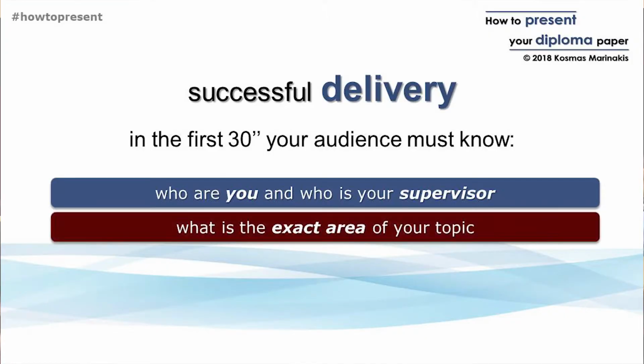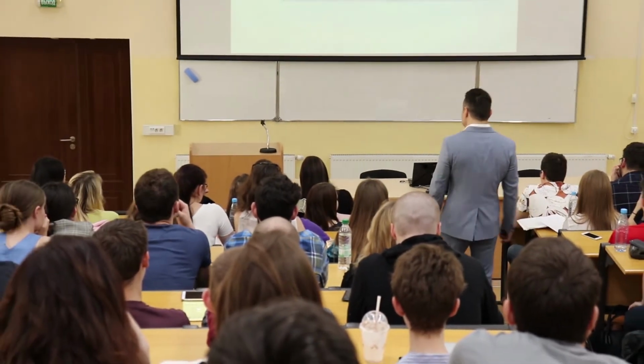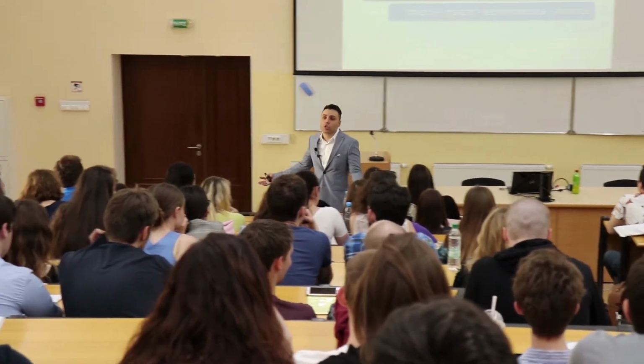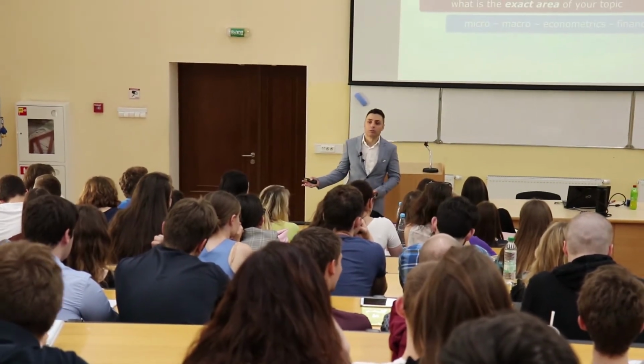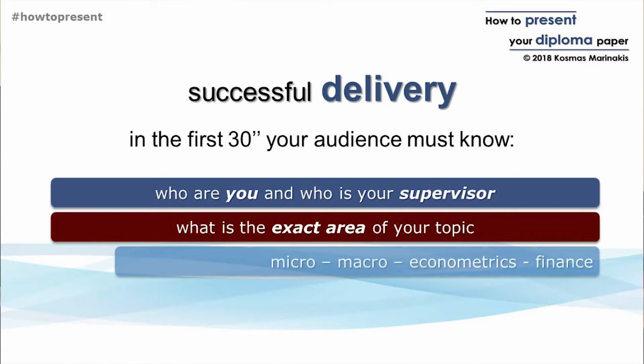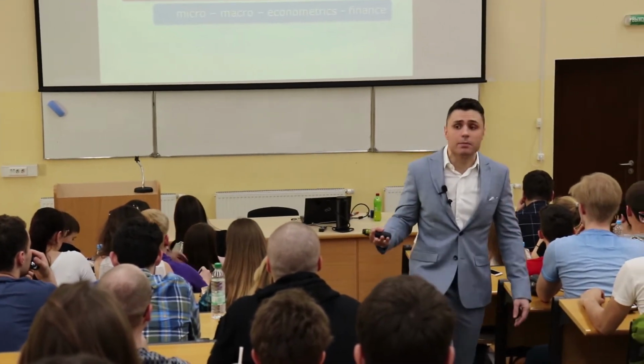What is the exact area of your topic? So people come on stage, they start telling a story, and we do not know what their topic is about. Okay, so it can be any of these four: microeconomics, macroeconomics, econometrics, finance, sociological topics we have sometimes.